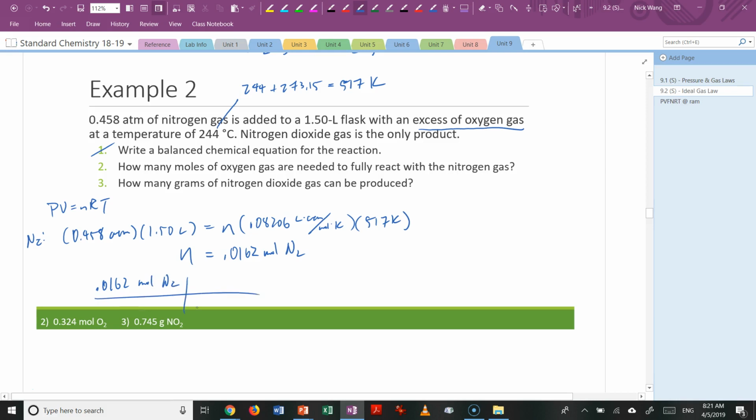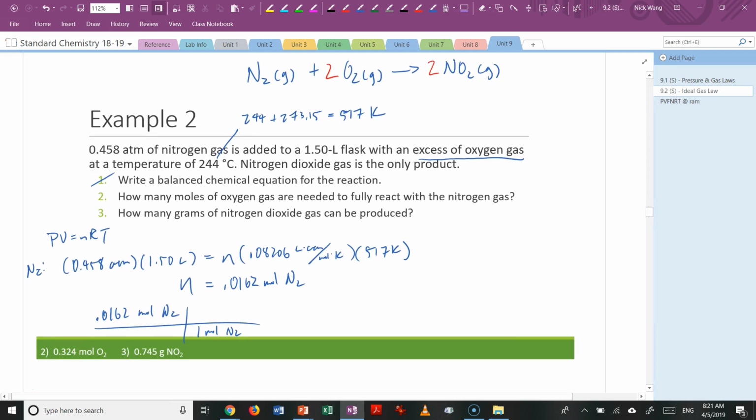I'm going to go ahead and use my mole ratio for every 1 mole of N2. I'm going to scooch back up here so you can see it. For 1 mole of N2, you're going to have 2 moles of O2 that will also be needed to react. So we're going to have a value of 0.0324 moles of O2 that's also needed to react with that initial amount of N2.